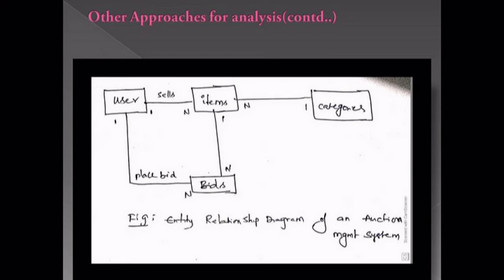For example, users and items are two entities. A one-to-many relationship exists between them. The users can sell many items, but each item has only one seller. So a one-to-many relationship exists between users and items. Similarly, one-to-many relationships exist between items and bids, and users and bids, and also between categories and items.